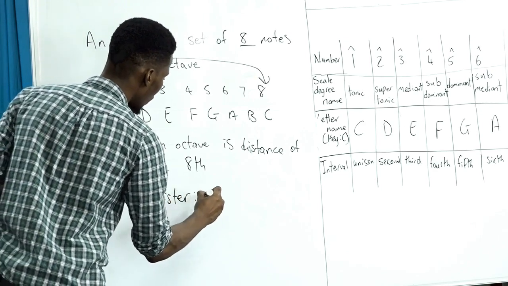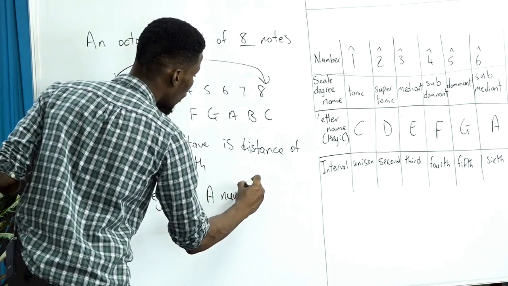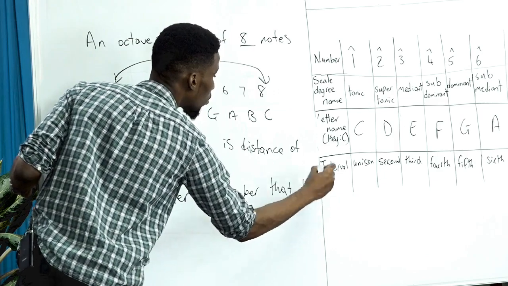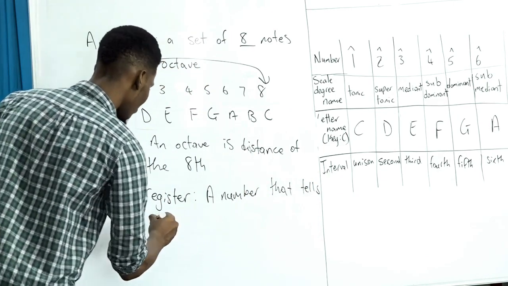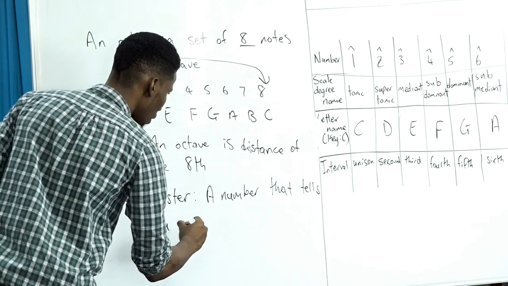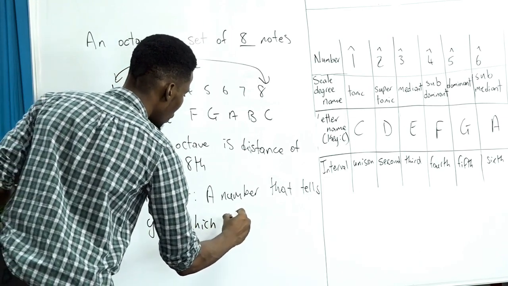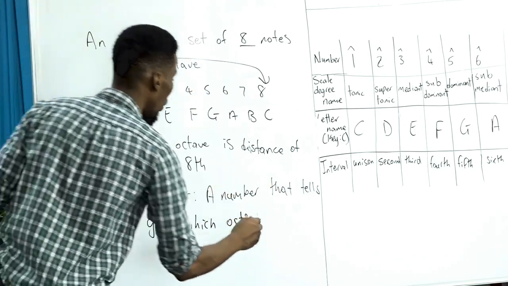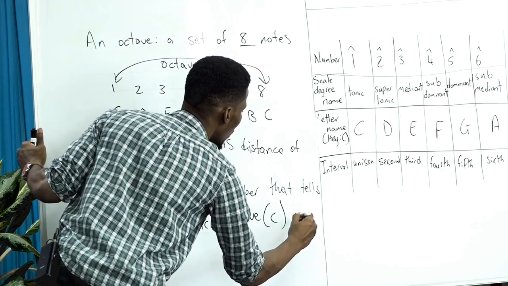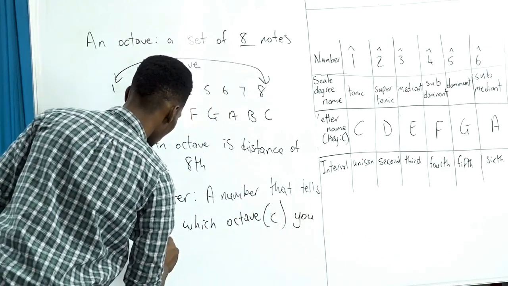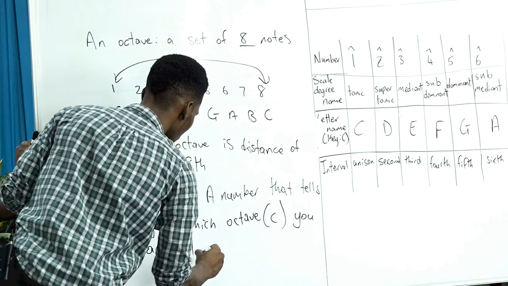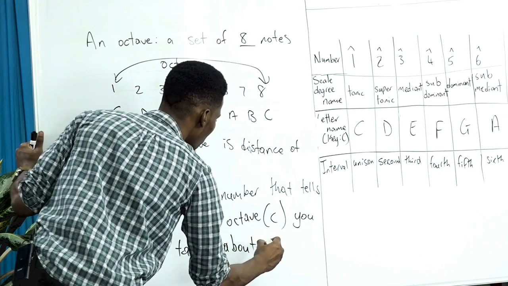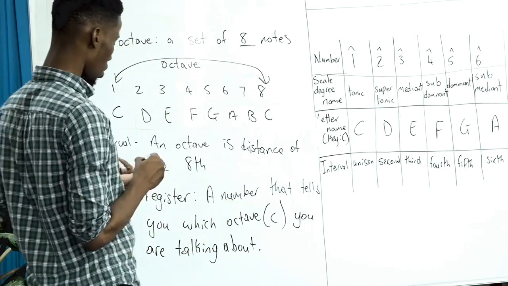Simple definition: an octave register is a number that tells you which octave you're on. More specifically, it tells you which C you are on, or which C we are talking about, or which C we're referring to. I'm going to explain this very briefly.